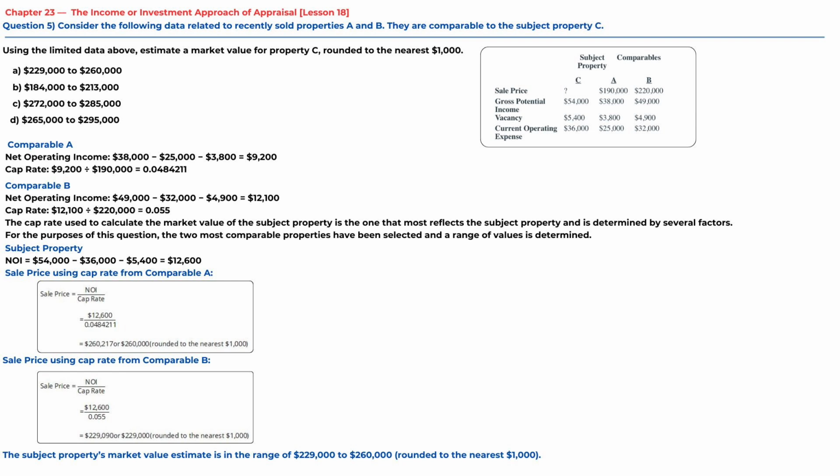Sale price using cap rate from comparable B. Sale price equals net operating income divided by cap rate equals $12,600 divided by 0.055 equals $229,090 or $229,000, rounded to the nearest $1,000. The subject property's market value estimate is in the range of $229,000 to $260,000, rounded to the nearest $1,000.